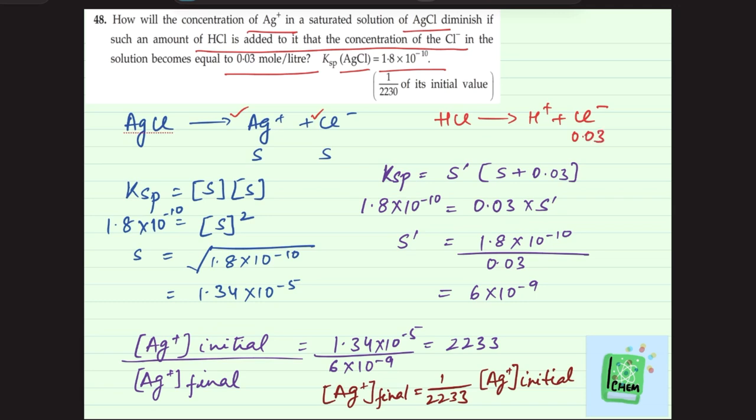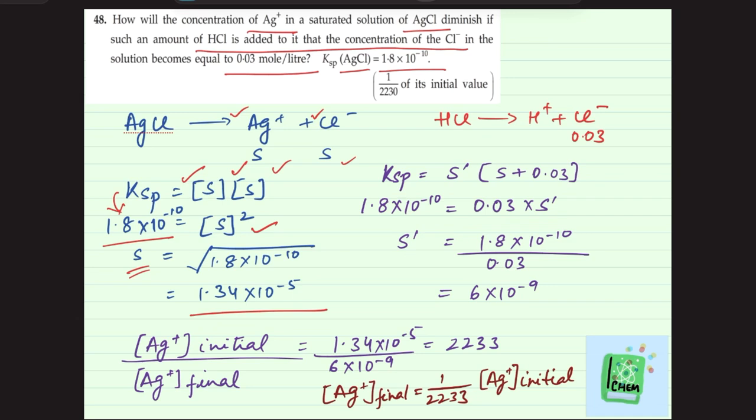Let the solubility of AgCl be S moles per liter. So concentration of silver ions is S, chloride ions is S. Solubility product is equal to product of the concentration of silver ion and chloride ion. So solubility product, that is 1.8 into 10 to the power minus 10, is equal to S square. From this, value of solubility will be equal to square root of 1.8 into 10 to the power minus 10, which is equal to 1.34 into 10 to the power minus 5. So this is the concentration of silver ions in a saturated solution of silver chloride.